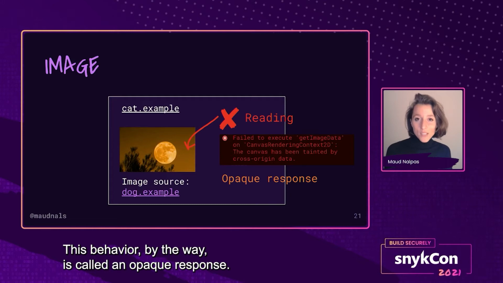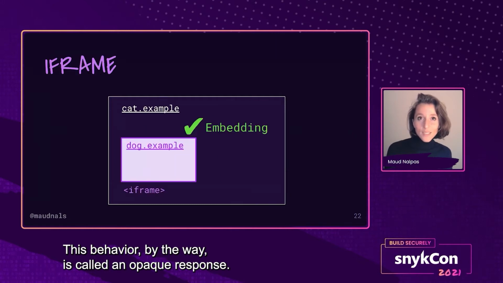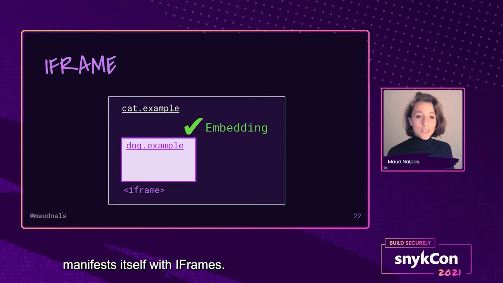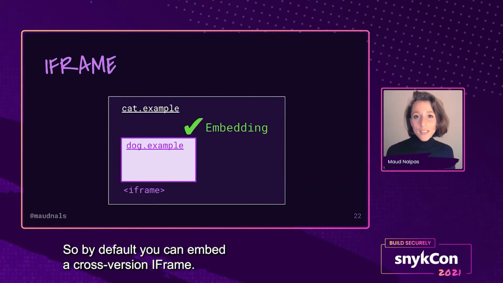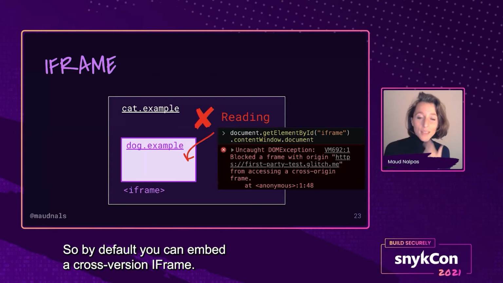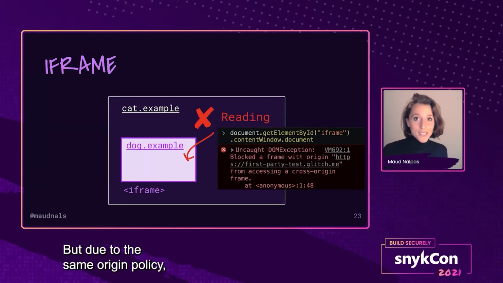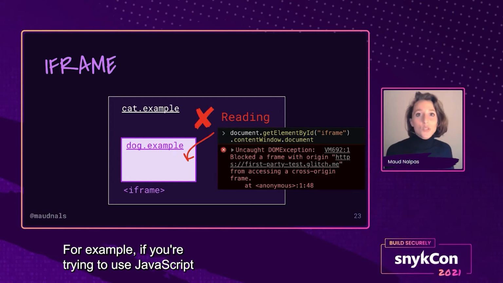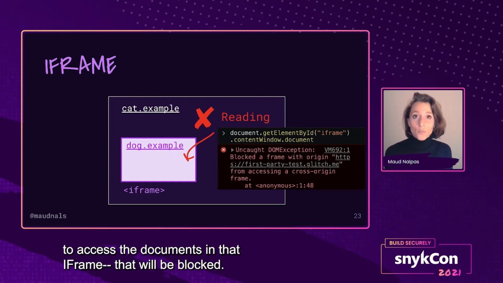And this behavior, by the way, is called an opaque response. Now, let's look at another way same origin policy manifests itself with iframes. By default, you can embed a cross-origin iframe, but due to the same origin policy, you're not allowed to read its content. For example, if you're trying to use JavaScript to access a document in that iframe, that will be blocked.